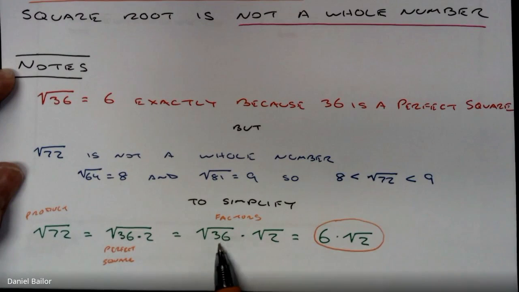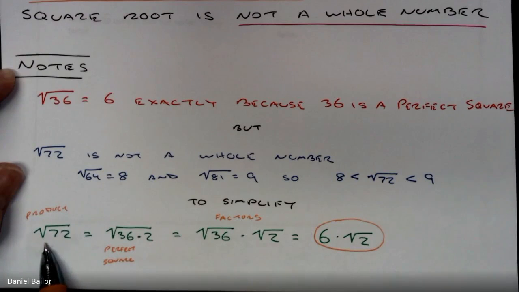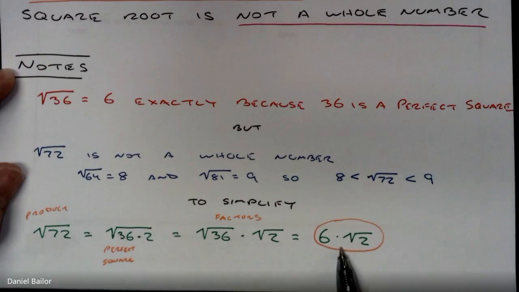So the square root of 36 is 6, and the square root of 2 I cannot simplify, so I leave it alone. So the square root of 72 equals 6 times the square root of 2. This is simplified. Not solved yet, because like I said, it's going to be some kind of decimal. But at least it is simpler now. I pulled the 36 out, and I separated the square roots. And the reason I pulled the 36 is because that is a perfect square.